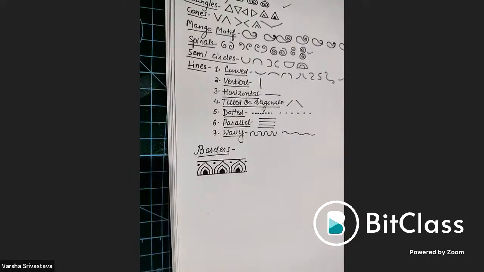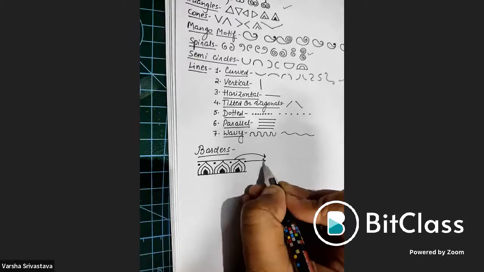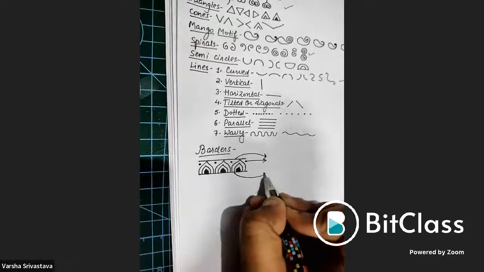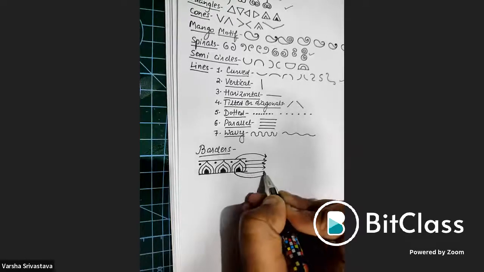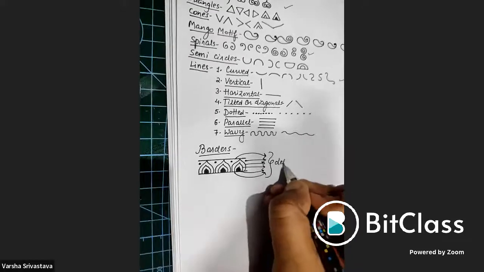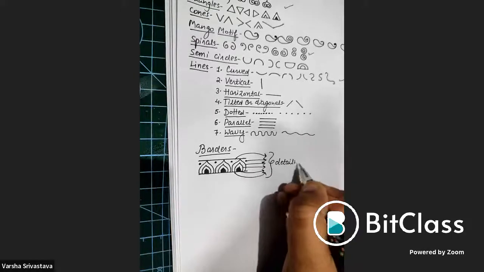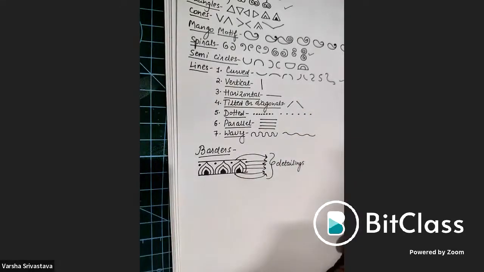Whatever the black portion you are seeing, this line, all the dots, first dome, second dome, third dome, all these things are the detailings. Whatever you see with the black pen, these are the detailings. I'm using a normal pen. If you want to make the painting, then you won't be using the pen. You will be using the 3D outliner for that. We will be talking about it once you join in the masterclass.